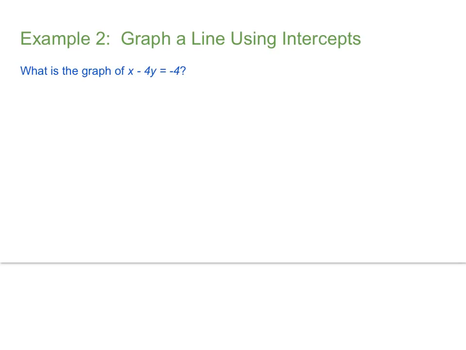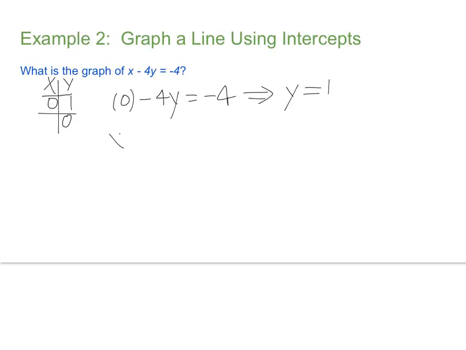Example 2, graph a line using intercepts. What is the graph of x minus 4y equals negative 4? Well, funny you should ask, because it just happens that I know how to graph this using the tic-tac-toe method. 0 under the x, 0 under the y. When x is 0, I get negative 4y equals negative 4. So that gives me y equals positive 1. So I get the ordered pair (0, 1).